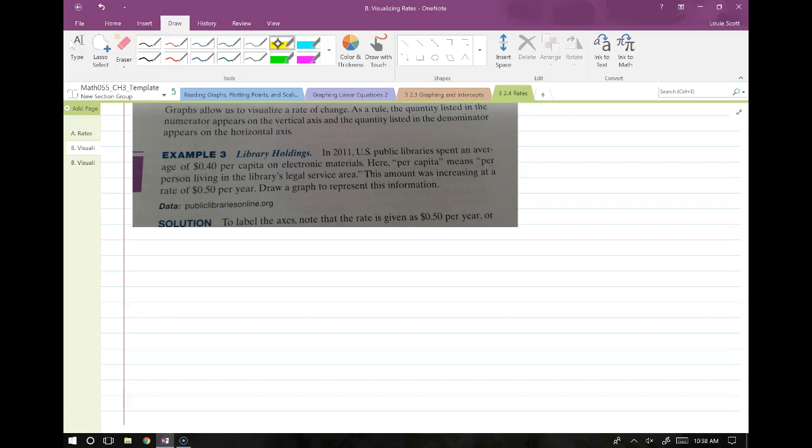Okay, so let's go ahead and highlight some stuff. In 2011, 40 cents per capita on electric materials. That was their initial rate. They give us a bunch of background, and then they say this amount was increasing at a rate of 50 cents per year. So it started at 40 cents, then it increased at a rate of 50 cents per year.